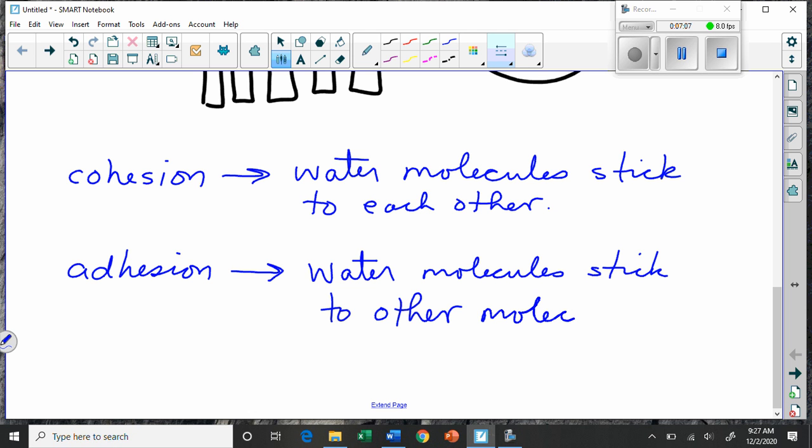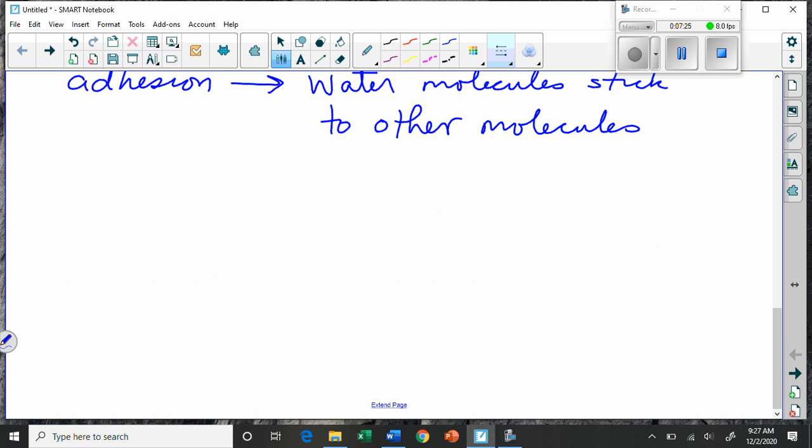So that means that the water molecules can stick to the side of the tube. If you pour water in a glass and you dump the water out, it doesn't all come out. Some of it stays stuck on the glass, right? And you can see little drops of water stuck around on the glass. That's because of the adhesion.